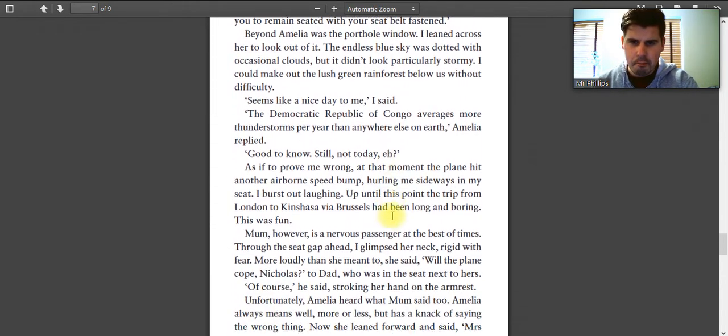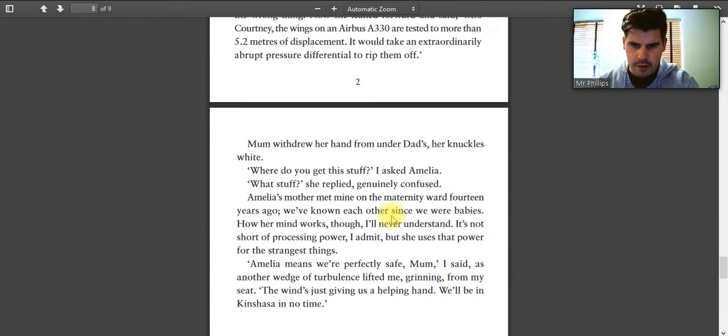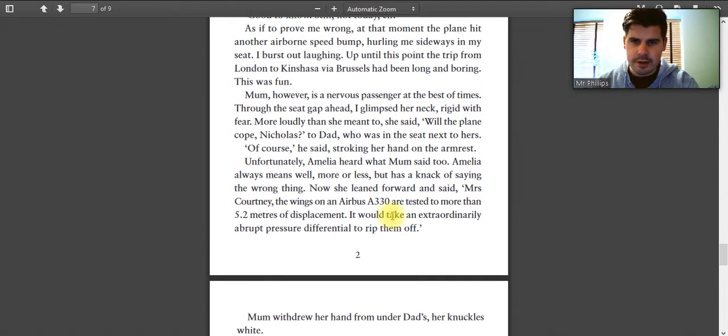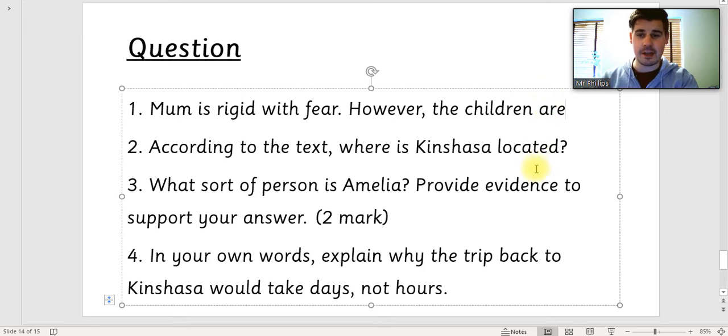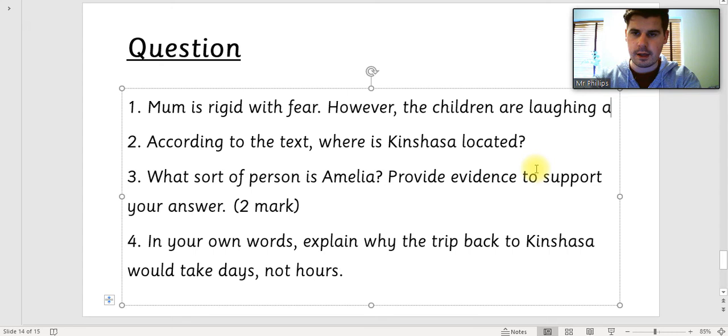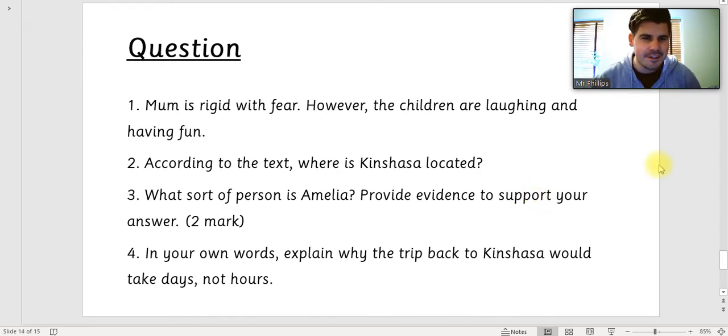I kind of remember what I'm looking for. I do remember there was a bit where he was laughing. And oh, there it is. Here it is. I burst out laughing after he'd been hit with a bit of turbulence, and this was fun. So there we go. That's how the children are reacting, and that's different, yeah? So Mum was rigid with fear, while the children are laughing and having fun. Okay, and that will get me 2 marks. One for saying how Mum is reacting, and one for saying how the children are reacting.